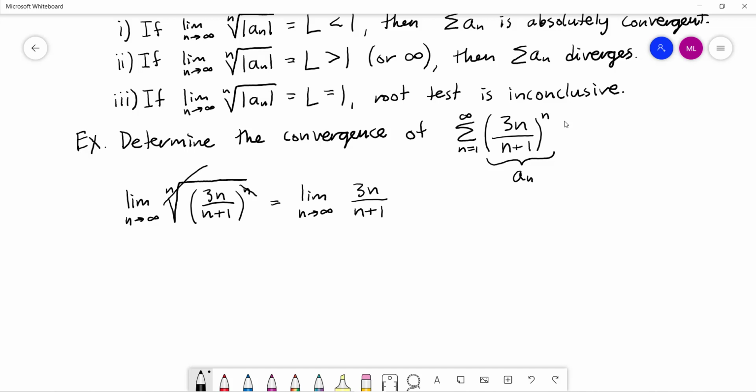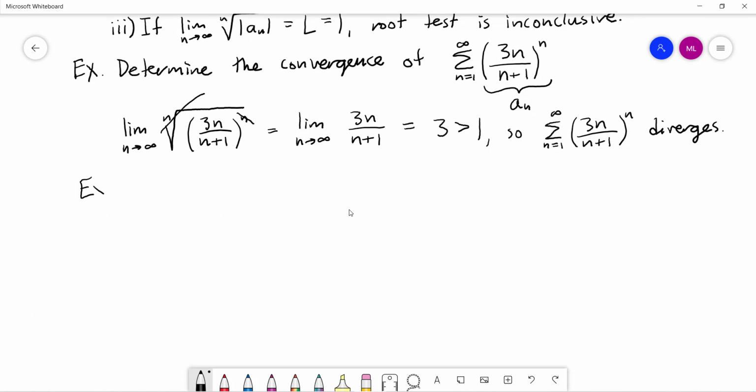What is that limit equal to? Well, it's equal to 3, right? The highest power of n on top is n to the first power, same on the bottom, n to the first power, so we just look at the ratio of their coefficients. And in this case, it turns out that ratio is 3. 3 is greater than 1. That is our L value. It is greater than 1. So our specific sum, n equals 1 to infinity, (3n over n plus 1) to the nth diverges because L was greater than 1.